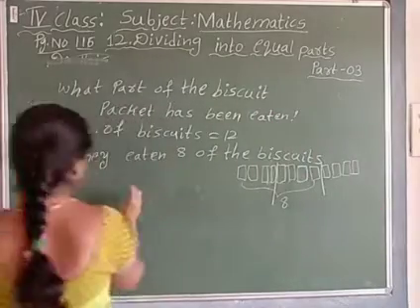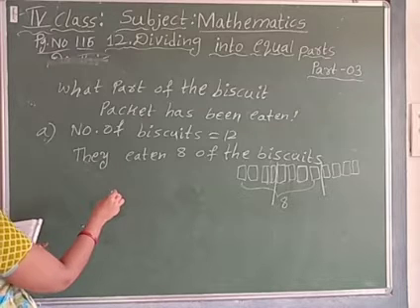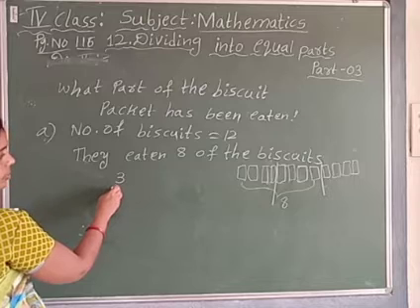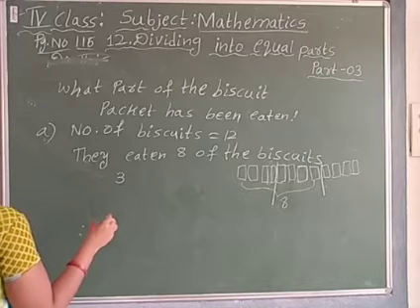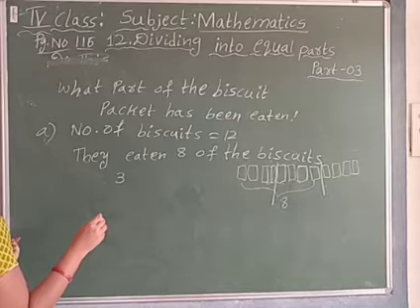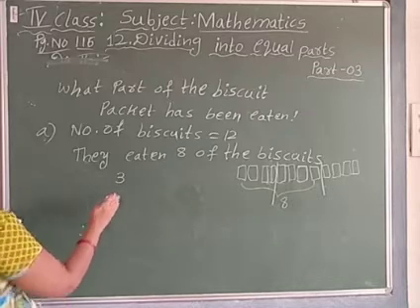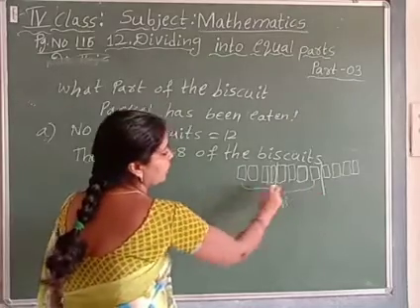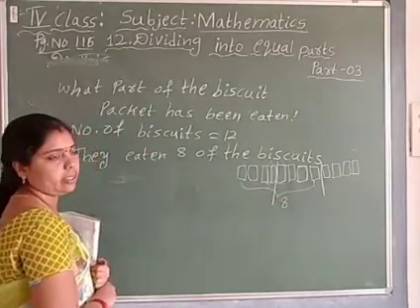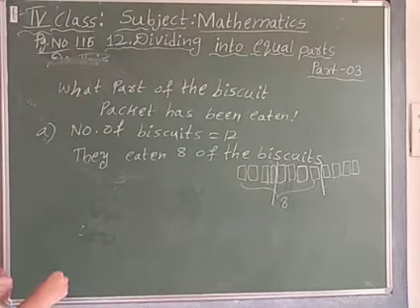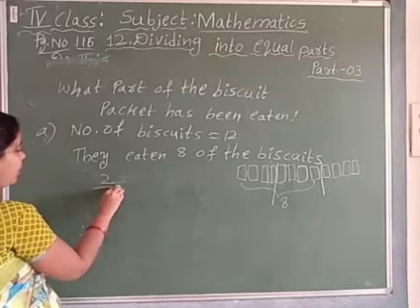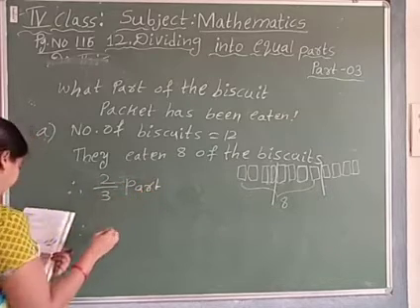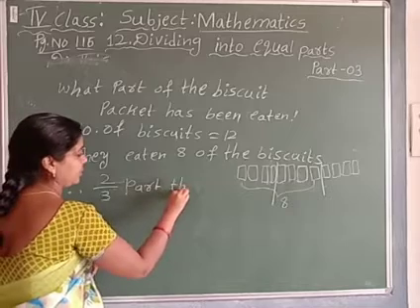See here. So total 3 parts. Okay. So total 3 parts, no? So in these 3 parts, 8 biscuits only they have eaten. So how many parts have they eaten? 2 by 3 part. Therefore they have eaten 2 by 3 part.